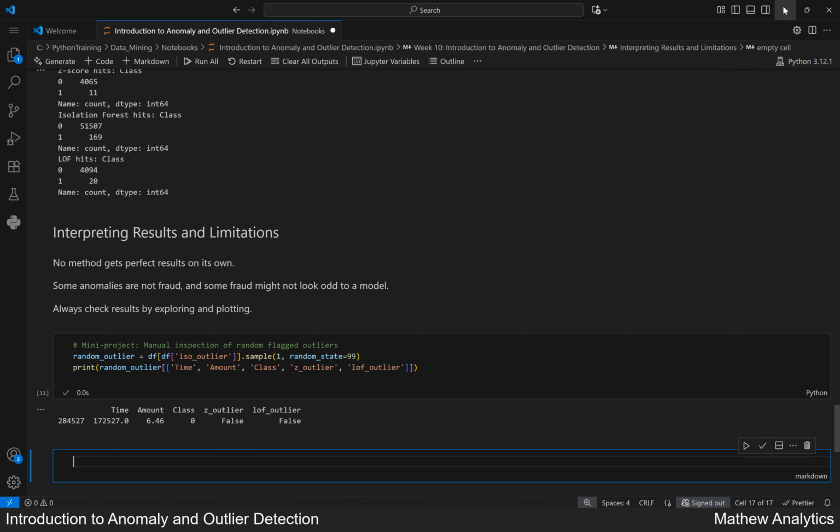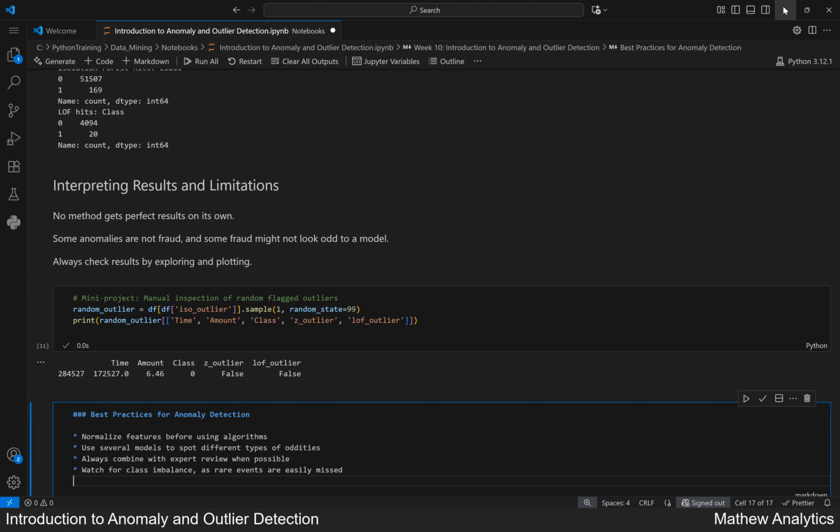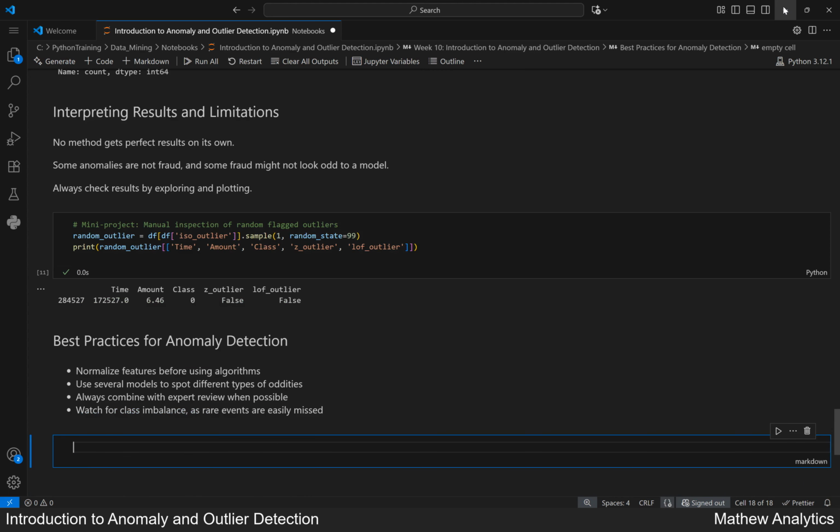Some tips to use when hunting for anomalies in any dataset. Best practices for anomaly detection. Normalize features before using algorithms. Use several models to spot different types of oddities. Always combine with expert review when possible. Watch for class imbalance, as rare events are easily missed. Running the cell now. What practice do you think would help you the most for your projects?